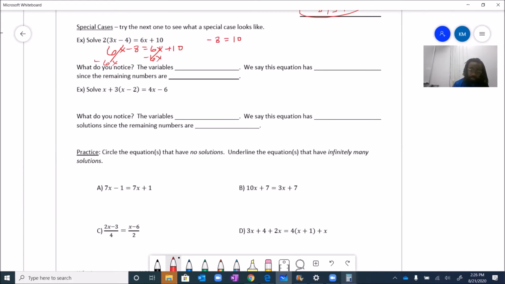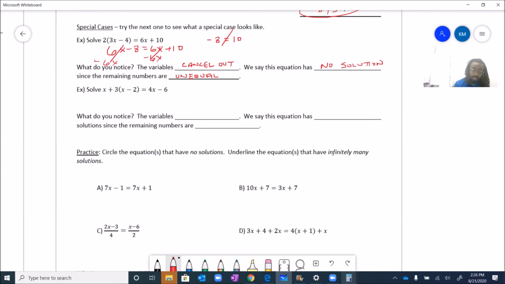Okay, so what do we notice? The variables cancel out, however you want to say that. They're gone. They disappear. We say this equation has no solution then, since the remaining numbers are unequal. Negative 8 does not equal 10. That's no solution.